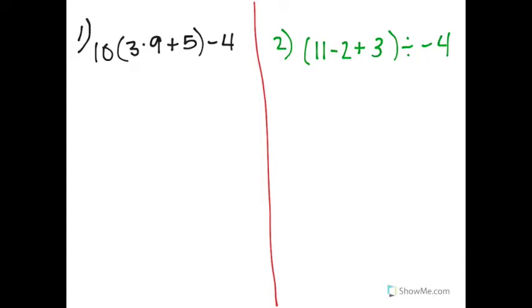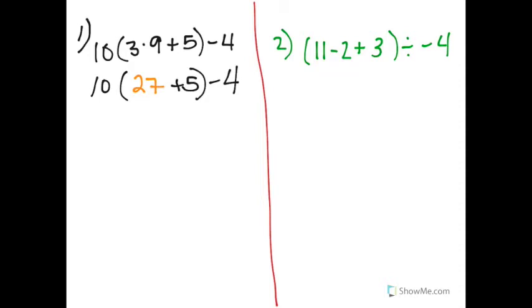All right, so if we take a look at number 1, the first thing we're going to do is identify that we do have parentheses, so we're going to look inside the parentheses first. We have 3 times 9 plus 5. Well, multiplication happens before addition. So this will be 10, let me write that over. I had the wrong color accidentally. 10 times 27, because 3 times 9 is 27, plus 5 minus 4.